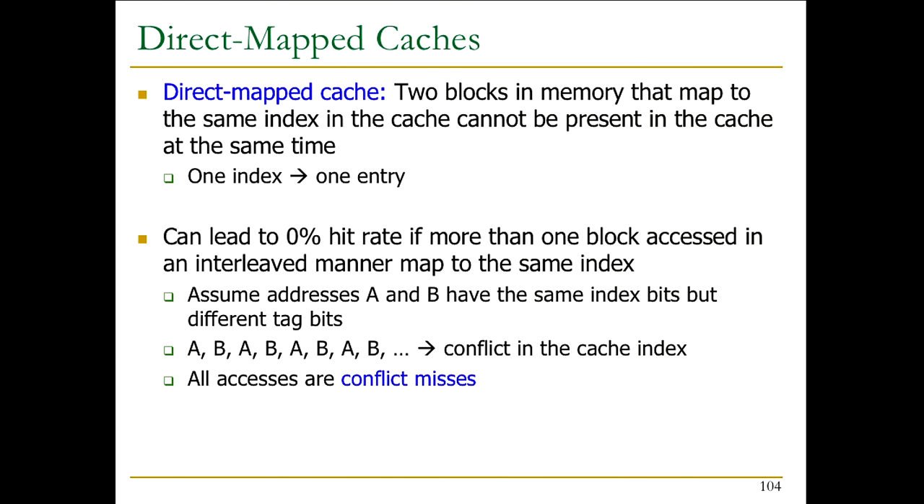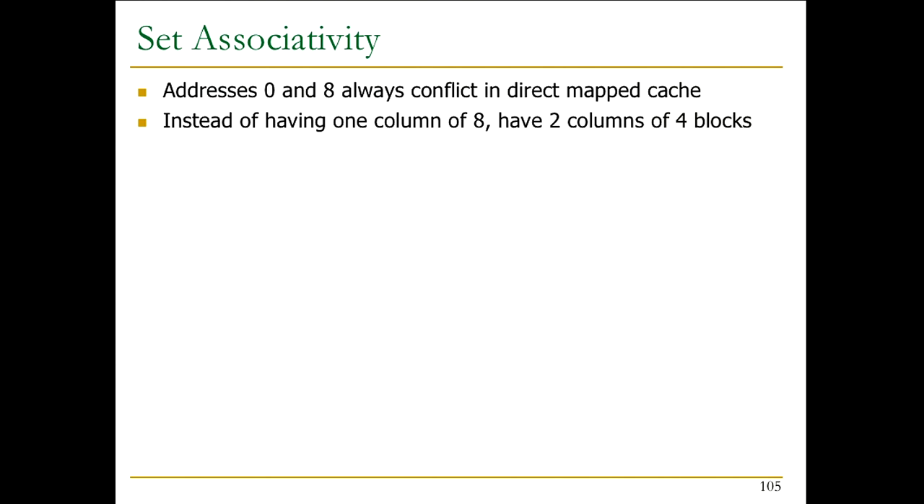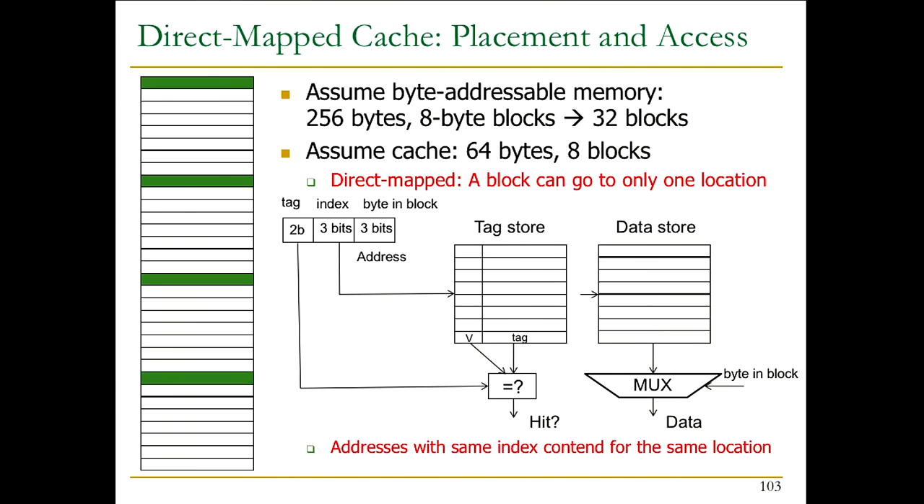That sounds bad. So people have developed set associativity. The idea is to reduce the impact of this sort of access pattern. Instead of having one column of 8, so if you look over here, in the tag store and data store, you have one column of 8 locations.